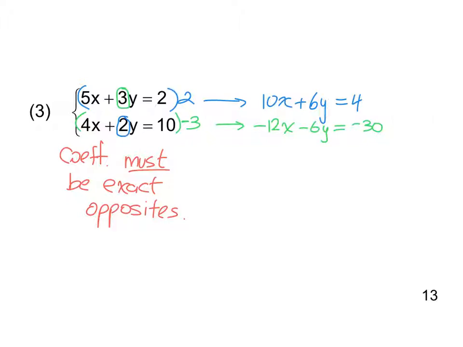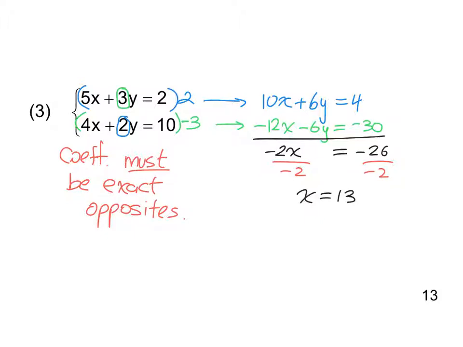All right. So this is getting a little big here, but that's all right. The whole point is that we're canceling out the chosen variable. Add your 2 equations together. Common variable 10 plus negative 12 is going to give me a negative 2x. The y's are going to cancel away. 4 plus negative 30, negative 26. Then I just solve for x, divide by the negative 2, and I get x equals 13.